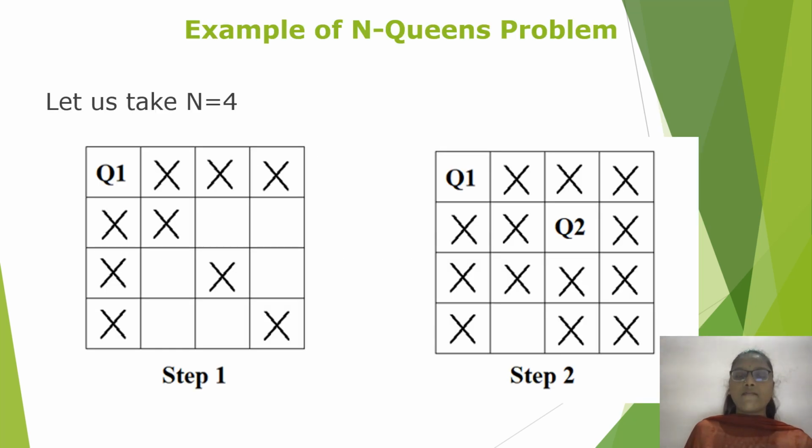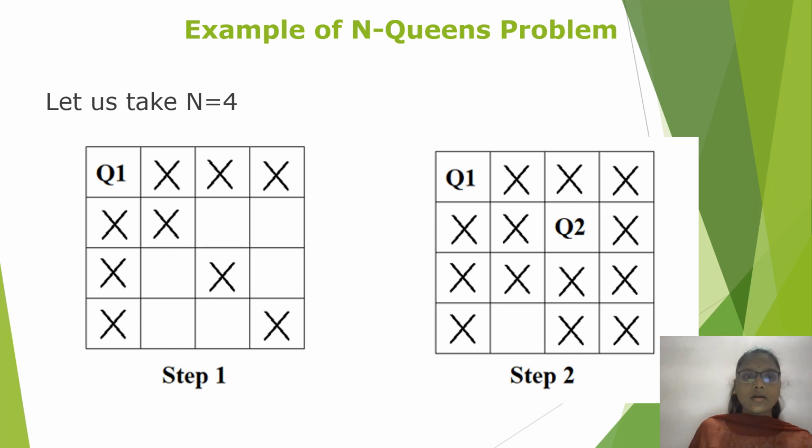Next, the example of the n-queens problem. I'll take the n value as n, so the chessboard is also n cross n. Here I take a 4 cross 4 chessboard. First, we keep queen 1 in the first row, first column, and then the next queen we keep in the second row, second column.